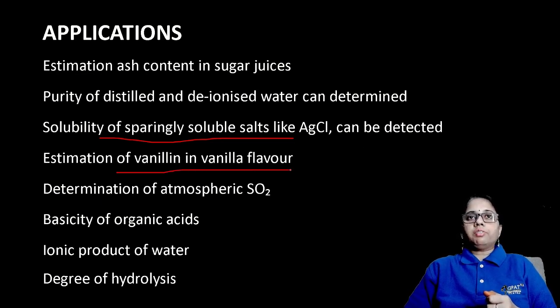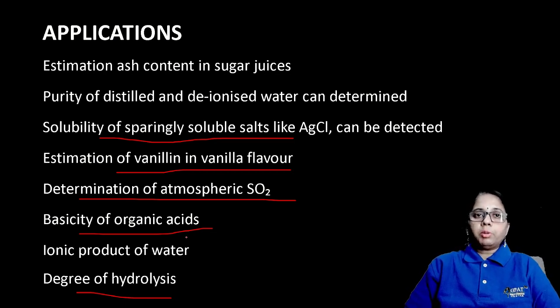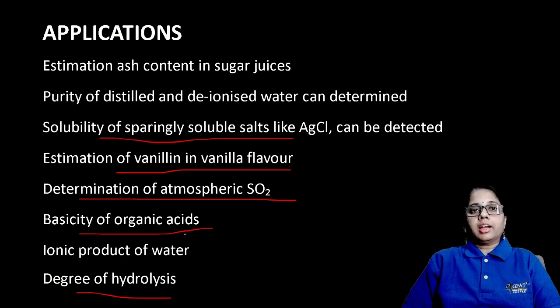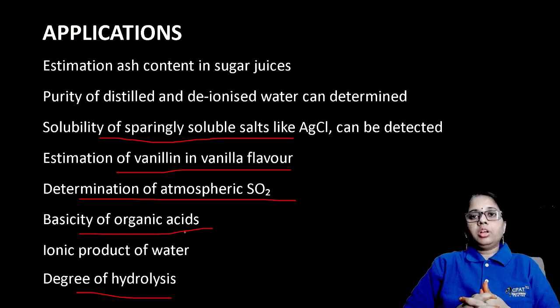The estimation of vanillin in vanilla flavor can also be determined by conductometry, as well as the determination of atmospheric sulfur dioxide, the basicity of organic acids and the degree of hydrolysis, like what we have seen in our previous slide. So all these applications can be performed by conductometric titrations. Hope all this information is useful for you, and how conductometry can be performed. The instrument is very small, but if you know the type of ions involved in the titration, then you can very easily perform conductometry.